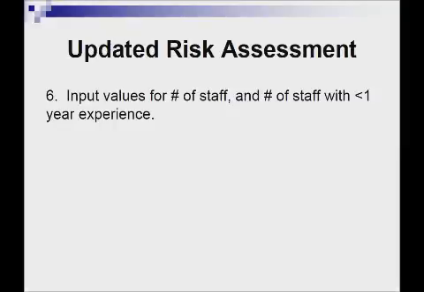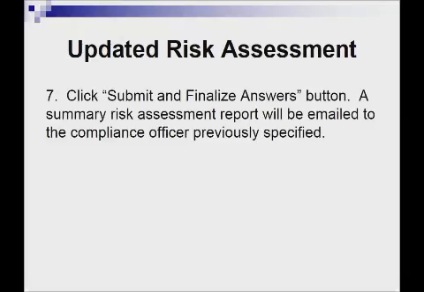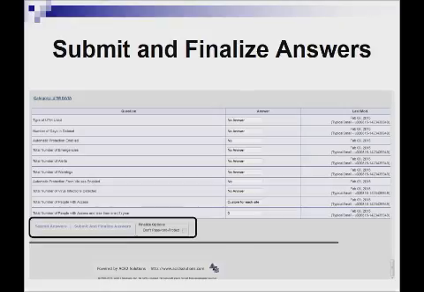Input demographic data for your practice. Demographic data will include the number of people with access to protected information and the number of people with access who also have less than 1 year of experience at this location. After inputting data, click on the Submit and Finalize Answers button. A summary risk report will be sent to the email address for the compliance officer.